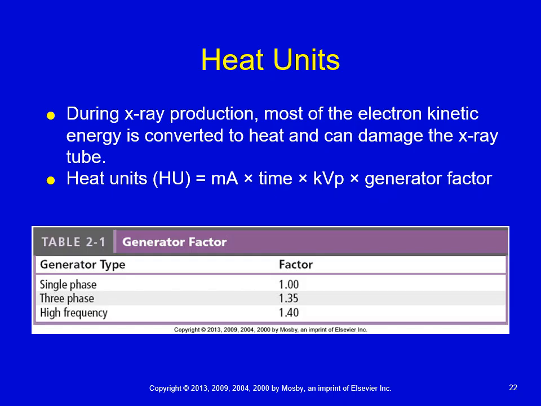If the tube is overloaded, meaning it gets too hot, the smarter equipment is not going to let you do the exposure, but back in the day, it may have allowed you to continue to do exposures. And if you continue to do it over time, then you could potentially damage your equipment. All right, so this is how you calculate heat units right here.